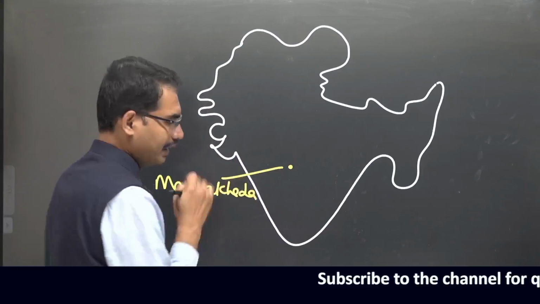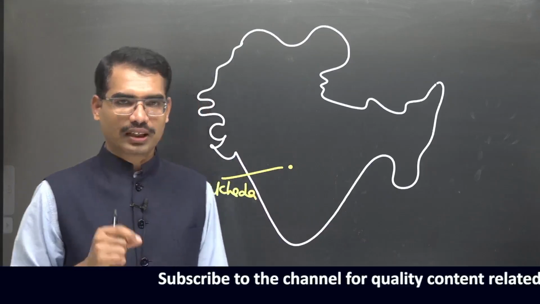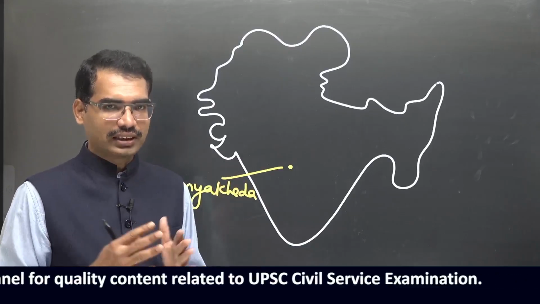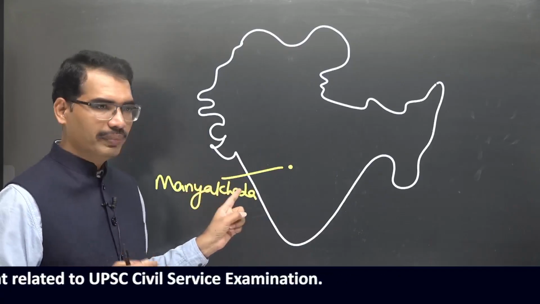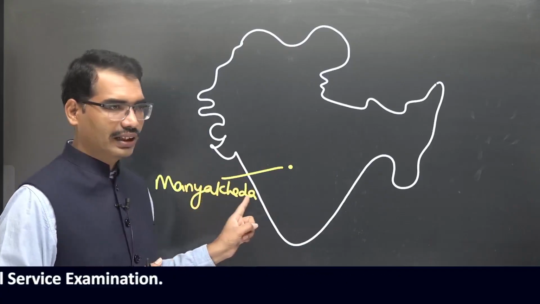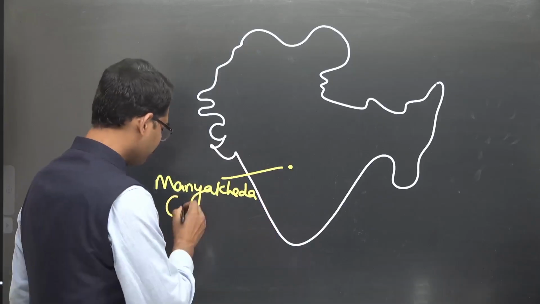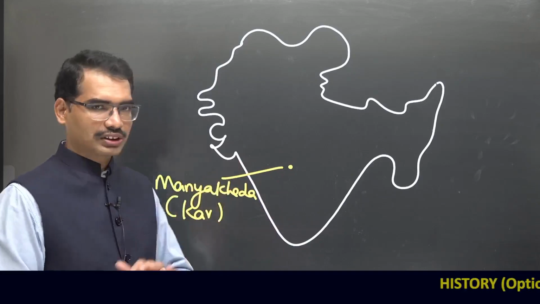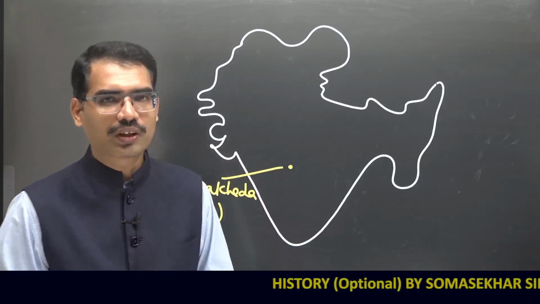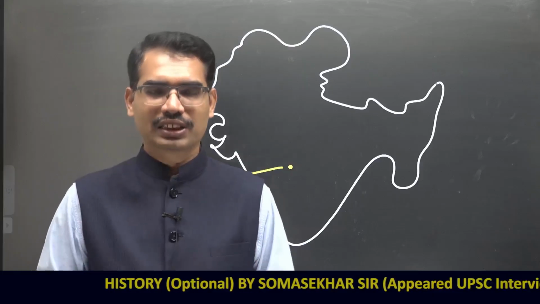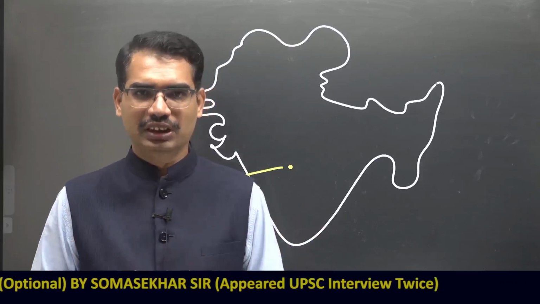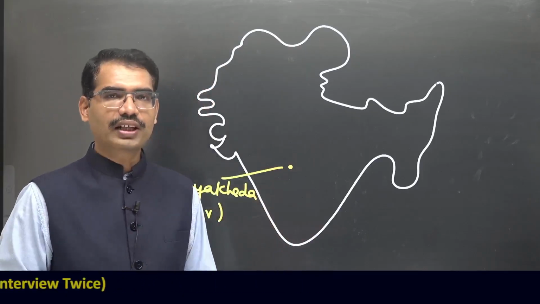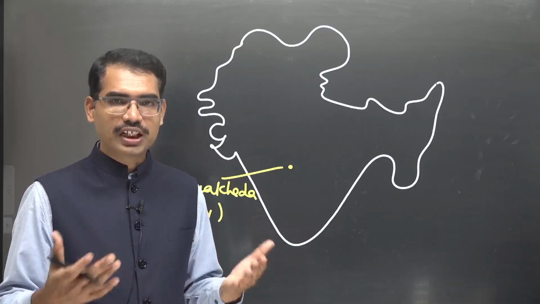Manyakheda or Manyakheta. It is the capital of Rashtrakutas. Rashtrakutas initially had Ellora as the administrative center. Later, they built their own capital city, Manyakheta. It is in Karnataka today, and it became the capital of Rashtrakutas. Rashtrakutas are known for building the very famous Kailasha temple in Ellora. Rashtrakutas were also very famous for patronizing various poets, particularly Jain poets.